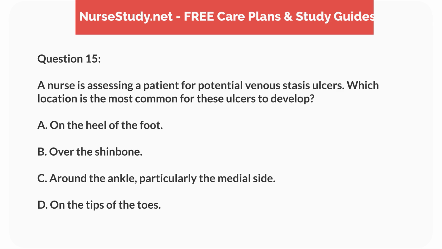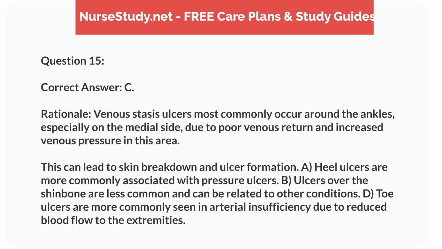A. On the heel of the foot. B. Over the shin bone. C. Around the ankle, particularly the medial side. D. On the tips of the toes. Correct answer, C. Rationale: venous stasis ulcers most commonly occur around the ankles, especially on the medial side, due to poor venous return and increased venous pressure in this area. This can lead to skin breakdown and ulcer formation.